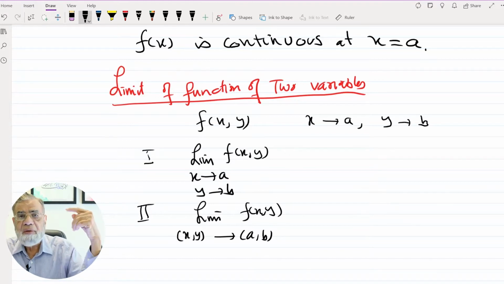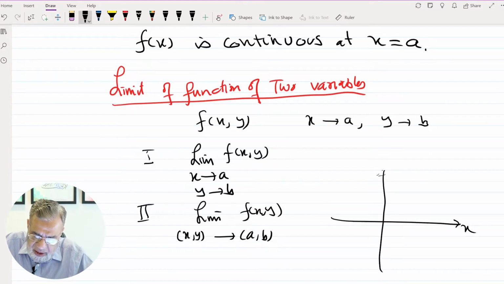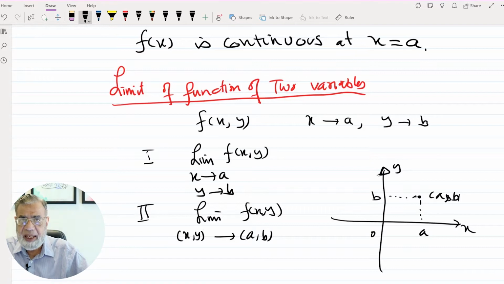We want to see this in the xy plane. This is my x-axis, this is my y-axis, and here is my origin. I take this point as point (a, b), and this here is the projection of point a, and this here is the projection of point b. Now I say my x is going towards a and y is going towards b. What is happening to my function value? To which value is it going to move?